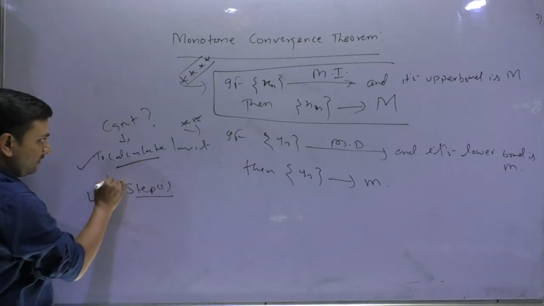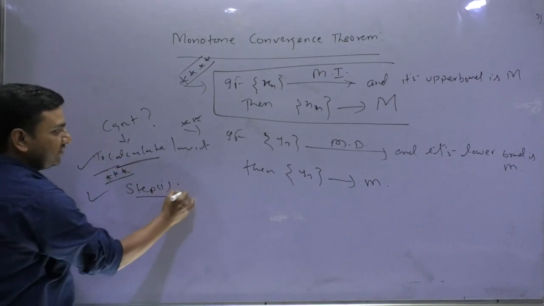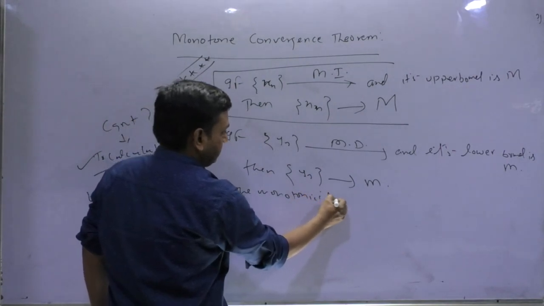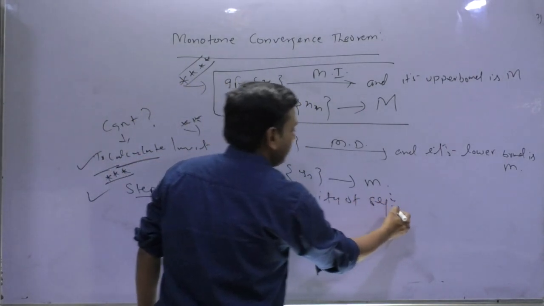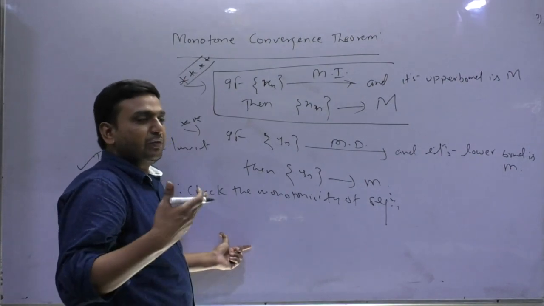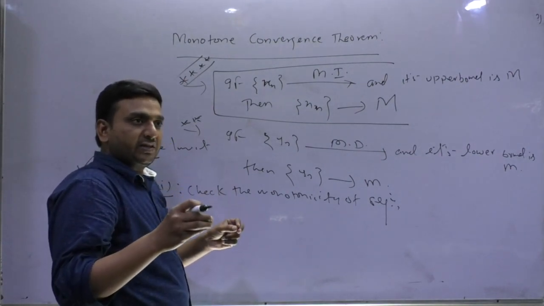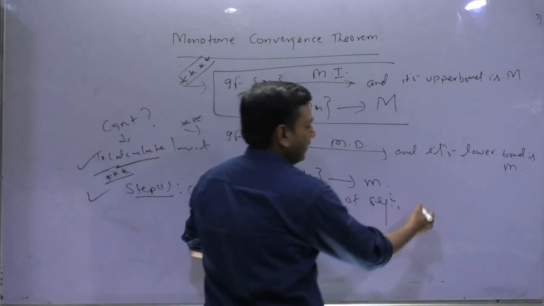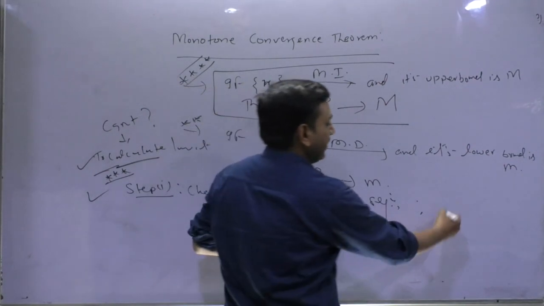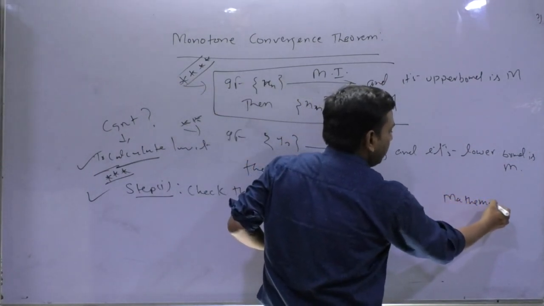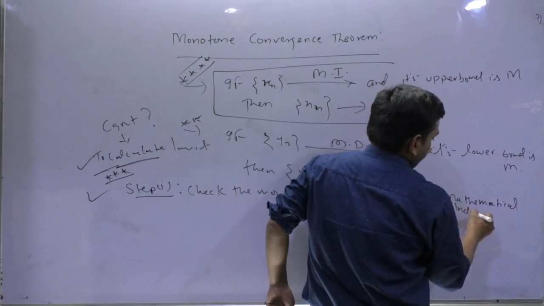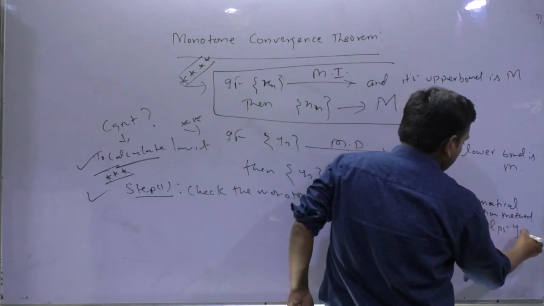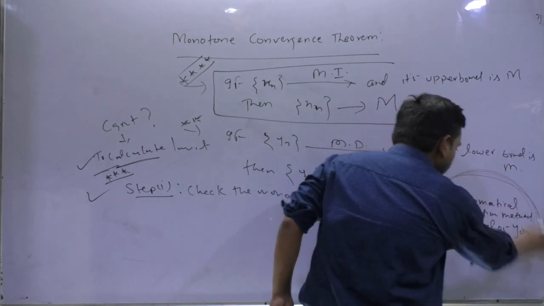Step 1, please be focused here. Check the monotonicity of the given sequence. Monotonicity, how will we check? Whether x2 is greater or equal to x1, x3 greater or equal to x2 and so on. In general, xn plus 1 greater or equal to xn or not? By my experience, I am telling you here, the mathematical induction method helps you. Okay?